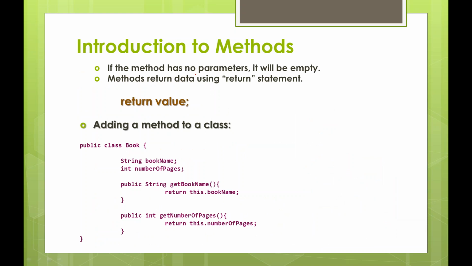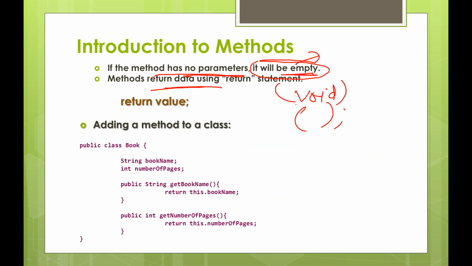Okay, so this is a rule. If a method does not have any parameters, the parentheses will be empty. And if a method is not returning anything, the return type should be void. It is a must. Parameters are optional.